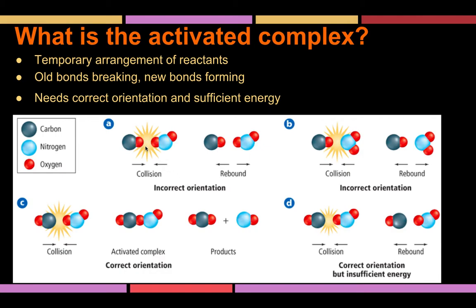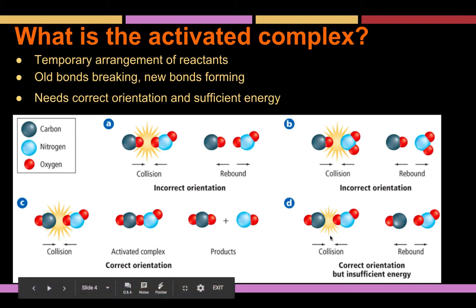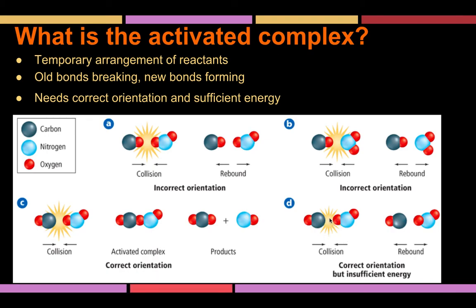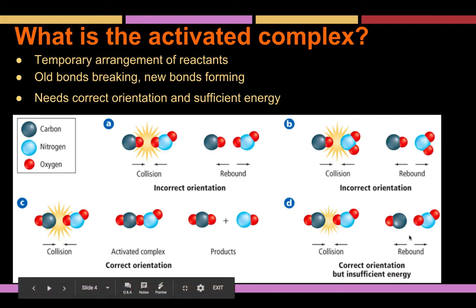So in this example, they don't have the right orientation. It's oxygen against oxygen, and they just bounce off of each other. Once again, wrong orientation. We have oxygen with nitrogen. They just sort of bounce off of each other and rebound. This is the correct orientation, the carbon with the oxygen. But if you look, this is just like a wimpy little smashy sign, whereas these are bigger. So this has less energy, or insufficient energy, and they just bounce off of each other.